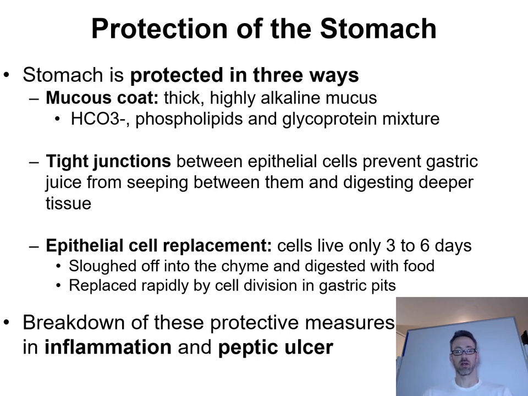The breakdown of these protective measures can result in inflammation of the stomach or the intestines and so on, as well as ulcerative diseases. Things like NSAIDs, like overuse of aspirin, for example, can cause inflammation and reduction of the mucus lining, which can cause acid irritation, as well as H. pylori, a bacterium known to be able to survive in an acidic environment and cause inflammation.